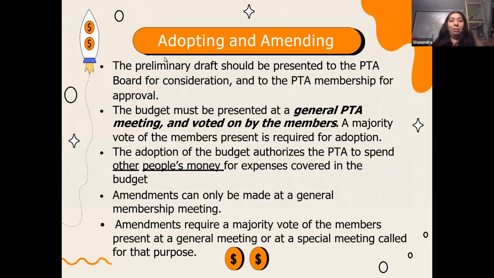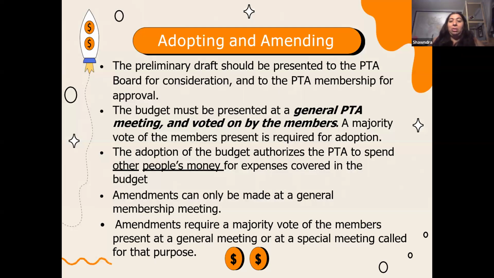All right, adopting and amending your budget. Now, the preliminary draft should be presented to the PTA board first for consideration and discussion. And then if the board approves, you're going to want to present it to your entire PTA membership. The budget must be presented at a general PTA meeting and voted on by the members. A majority vote of the members present is required for adoption.